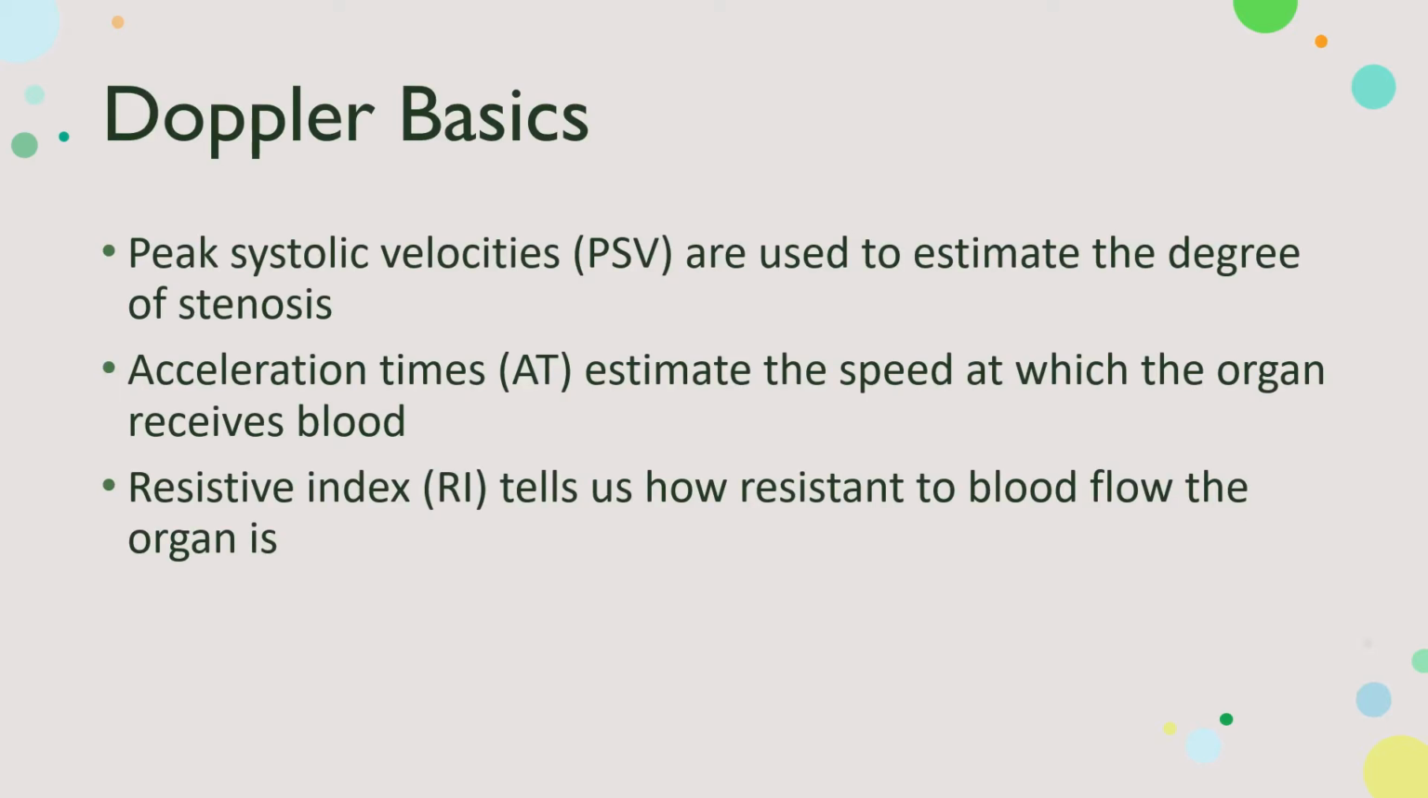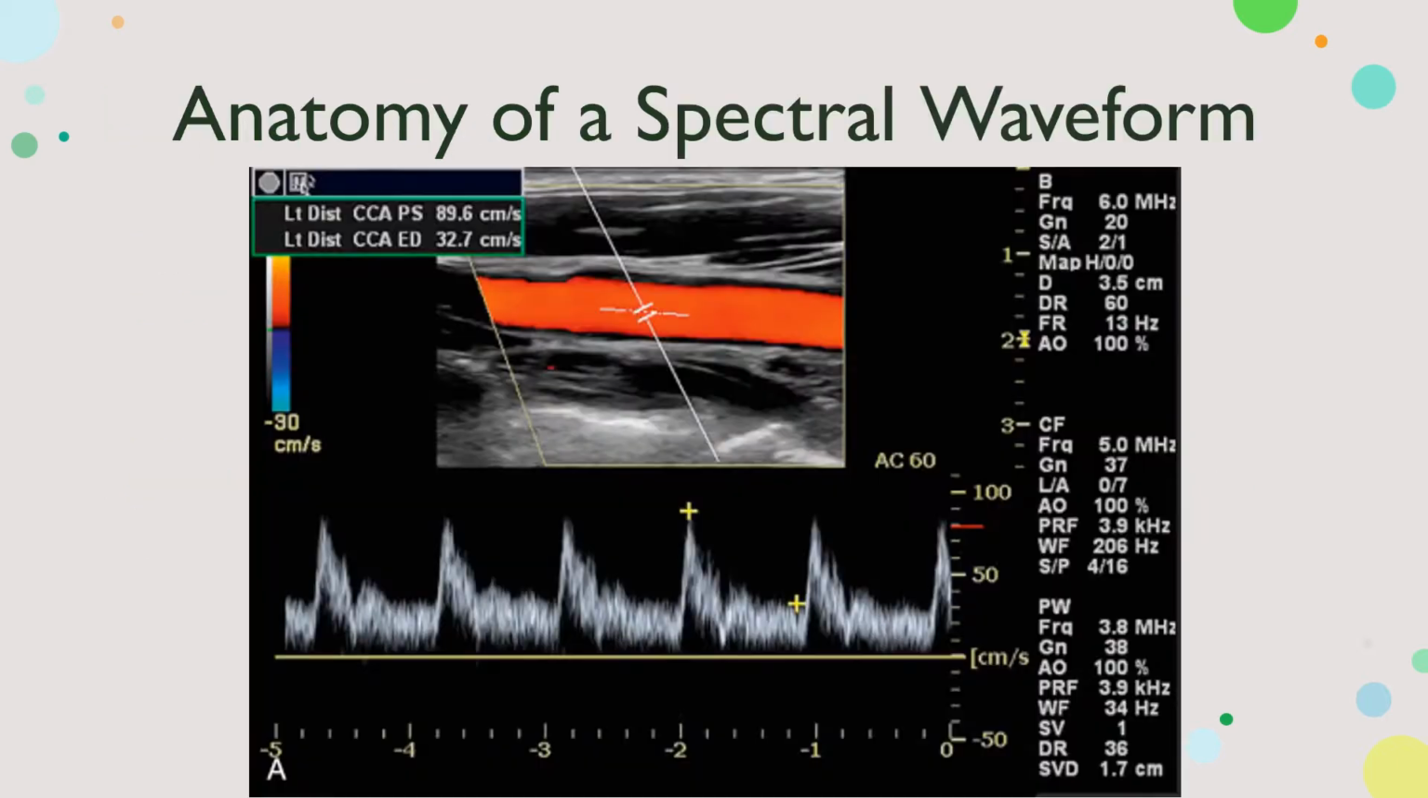When we talk about Doppler, there are three main parameters that we're going to use. Peak systolic velocities are used to estimate the degree of stenosis, and these are obtained within the renal artery. Acceleration times estimate the speed at which the organ is receiving blood. This is a parameter that we measure inside the kidney. And resistive index tells us how resistant to blood flow the organ is. Again, this is obtained within the kidney itself.